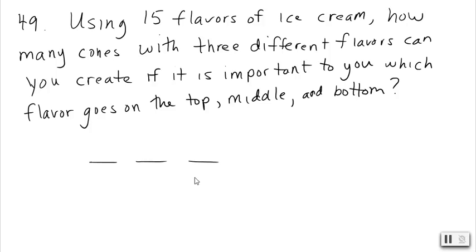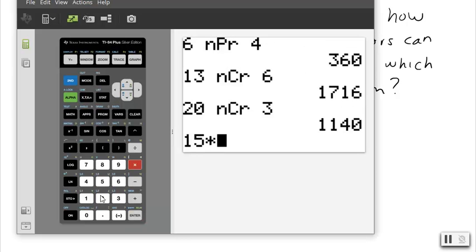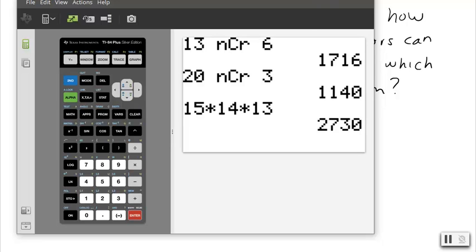I would say I'm going to make a blank for the number of choices I have to go on the top, for the number of choices I have to go on the middle, and then the number on the bottom. There are 15 different flavors, and so I could pick any of those 15 for the top. And we've specified that we're going to pick 3 different flavors, which is why you could do this by a permutation. But with 3 different flavors, that only leaves 14 for the middle. And then because we've used those 2 flavors up, that leaves 13 for the third spot. So it's 15 times 14 times 13, which I can't do in my head, so 15 times 14 times 13. That's 2,730.